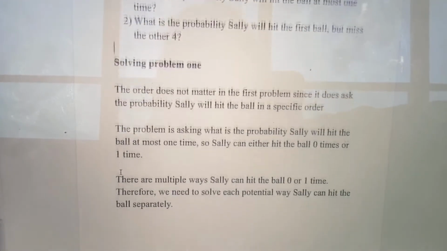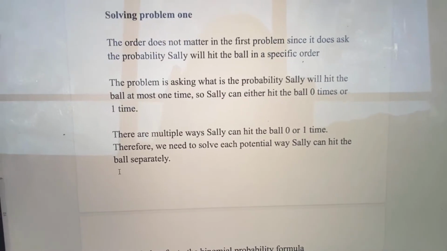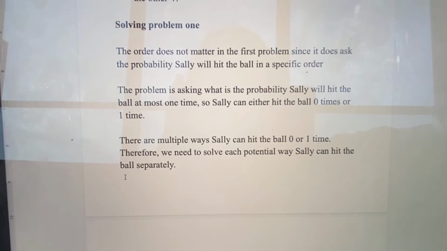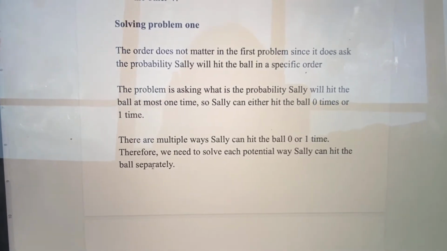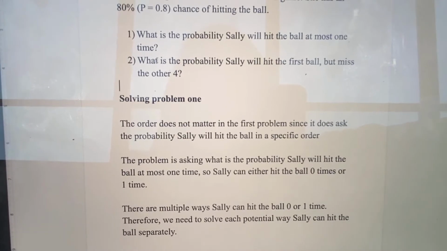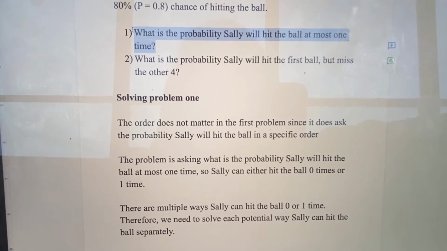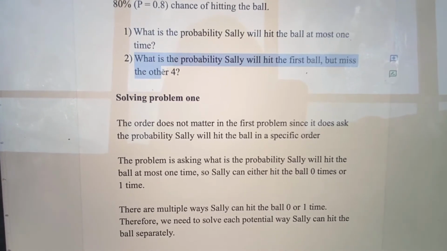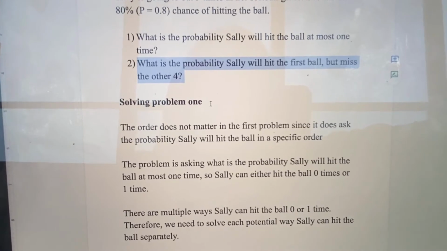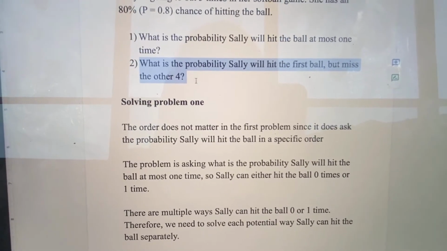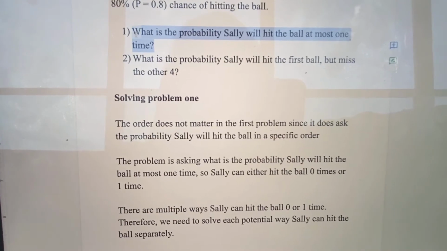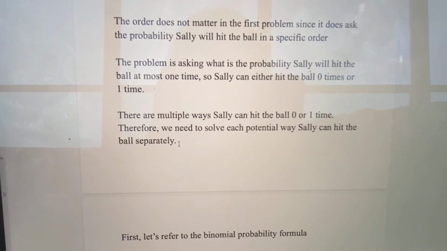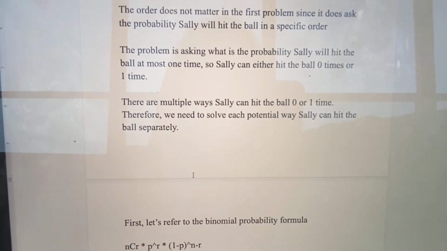So solving for problem 1. The order does not matter in the first problem since it doesn't ask the probability Sally will hit the ball in a specific order. As we can see in problem 1, it's just asking what the probability is she's going to hit the ball at most one time. And in the second problem, it's asking what is the probability she'll hit the first ball but miss the other 4. Since this one isn't asking for a specific combination, that's going to affect our problem later. So it's important to notice that.